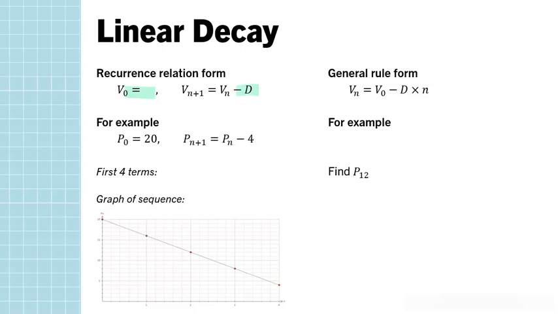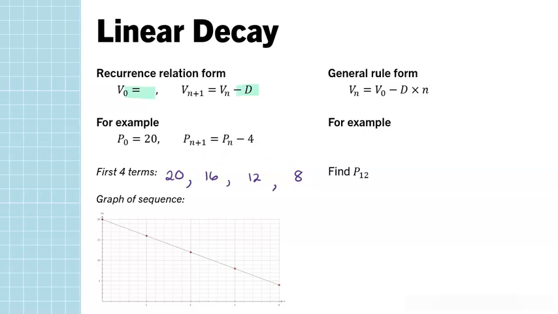So for example, we have P0 is 20, so our initial term is 20. The next term is equal to the current term minus 4. So if we were to write out those first four terms, remember starting with our initial value of 20, our next term would be the current minus 4, so 16. Our next term, current minus 4, so that gives us 12. And again, current minus 4 gives us 8. So our sequence there, the first 4 terms, would be 20, 16, 12, and 8.